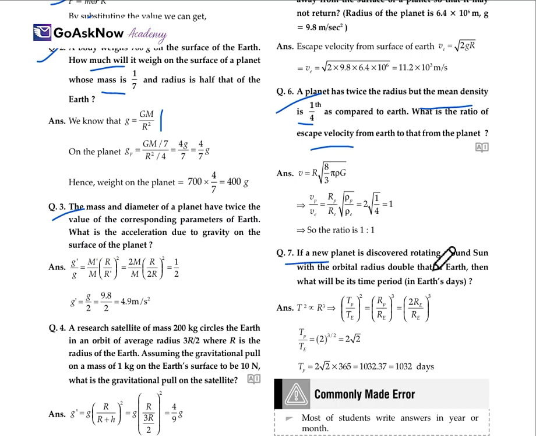If a new planet is discovered rotating around the sun with a given orbital radius, then what will be its time period in Earth days? Using Kepler's third law, we put the values: Tp upon T whole square equals Rp upon R whole cube. Substituting the values, we get Tp upon T equals 2 root 2, and when we substitute all the values over here, we get the value of Tp equals 1032.